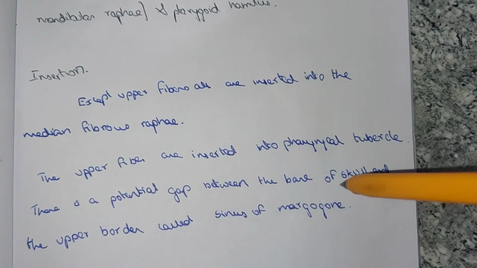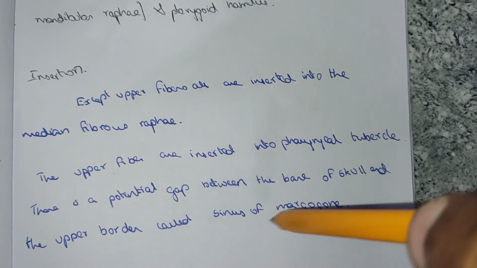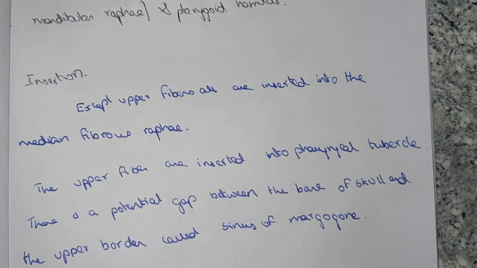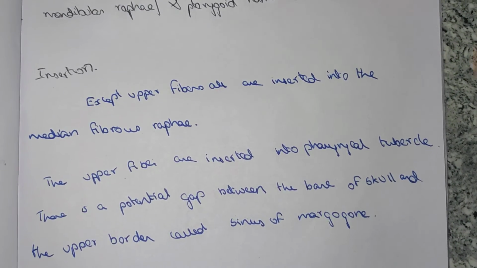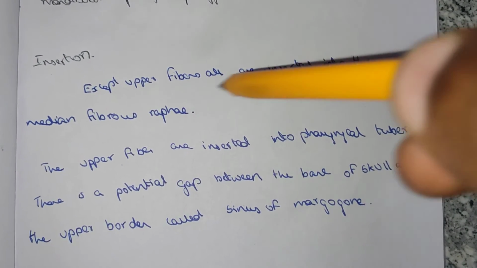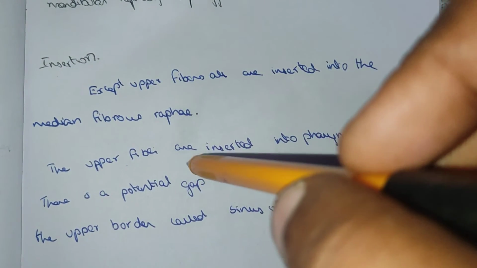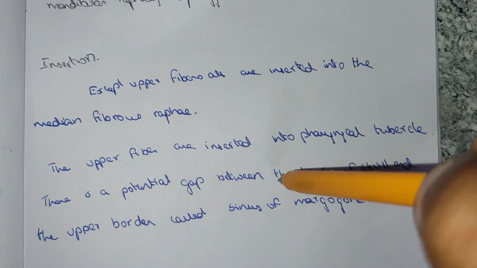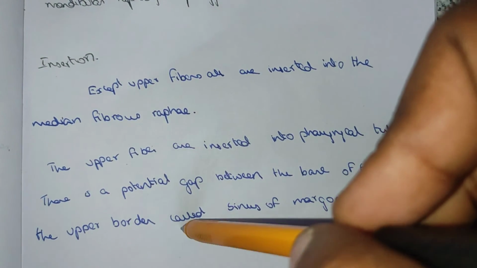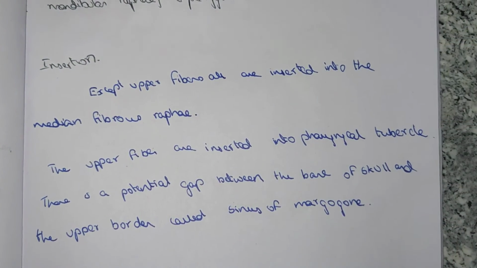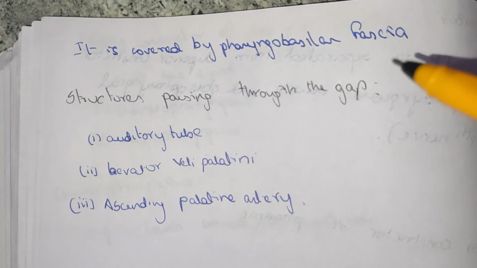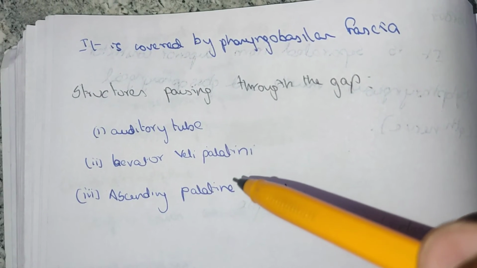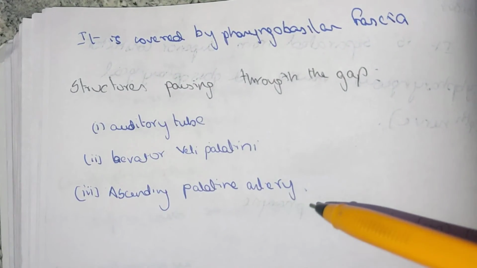There is a potential gap between the base of the skull and the upper border called sinus of Morgagni. Except the upper fibers, all are inserted into the median fibrous raphe. The upper fibers are inserted into the pharyngeal tubercle. This sinus is covered by the pharyngobasilar fascia. The structures passing through it are auditory tube, levator veli palatini and ascending palatine artery.